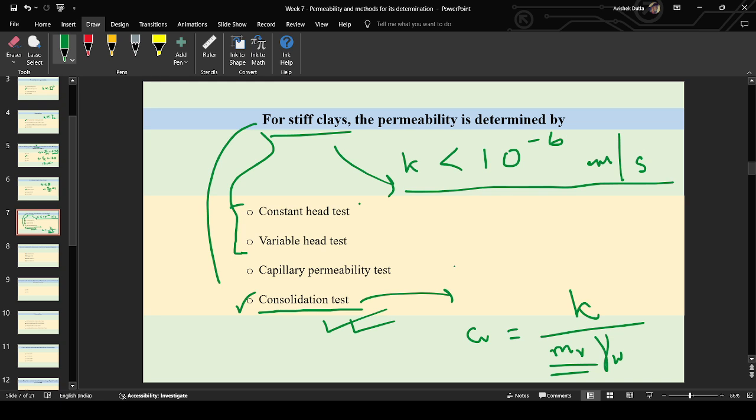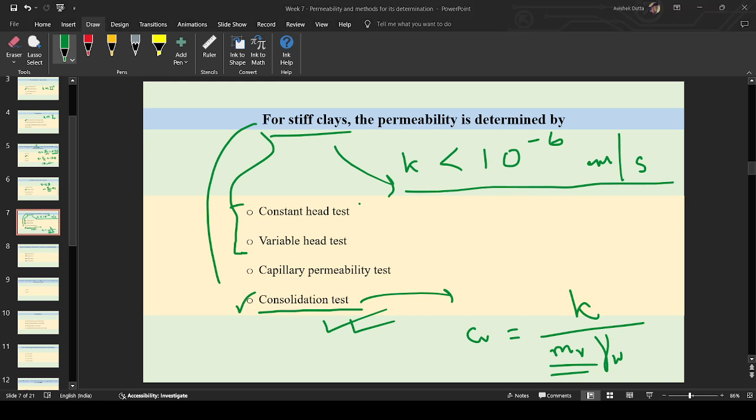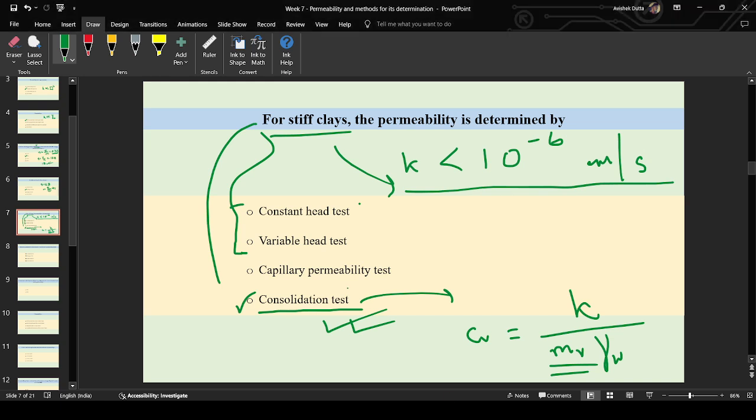If you remove stiff in this question, then the answer remains the same, na sir? Yes, the answer remains the same, but the question can be framed in different ways. I can write saturated clays, I can write stiff clays. It is not about the specific nature of clay, but the clay is problematic during the other laboratory testing for determination of permeability. That is a known concept. So the correct option is consolidation test, an indirect test.